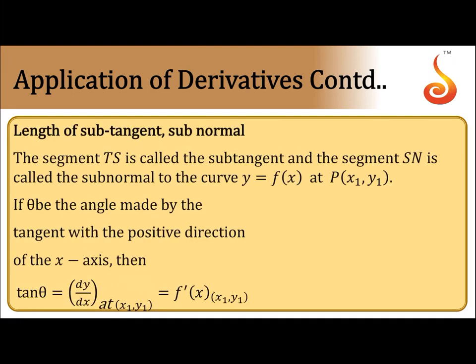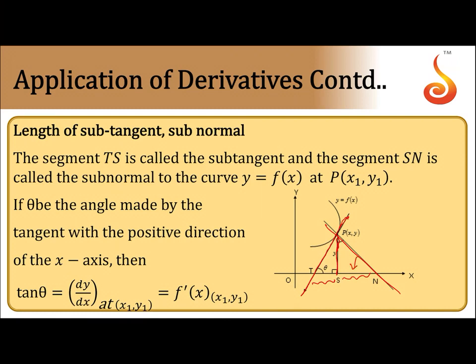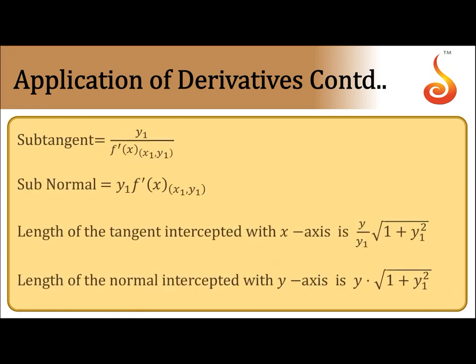Coming to the next one, subtangent and subnormal. When you draw a tangent line, this is the tangent line to the curve and this is the normal to the curve. And if you drop the perpendicular, this length is called the subtangent, the projection of the tangent on the x-axis. This length is the subnormal, the projection of the normal onto the x-axis. And you know the length of tangent, length of normal, so the length of subtangent and length of subnormal.